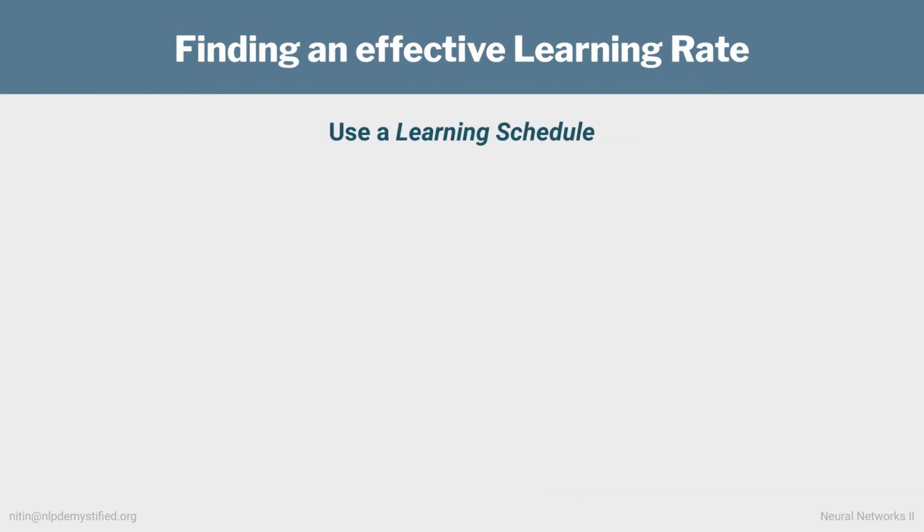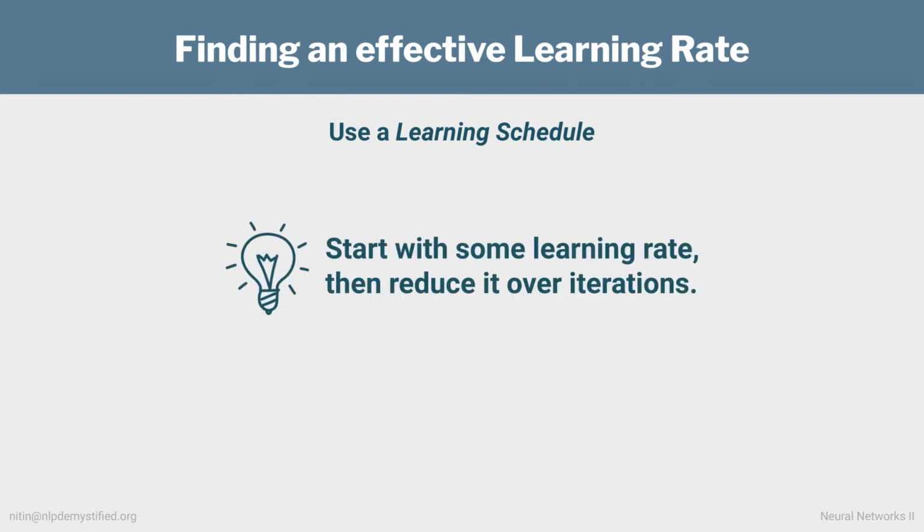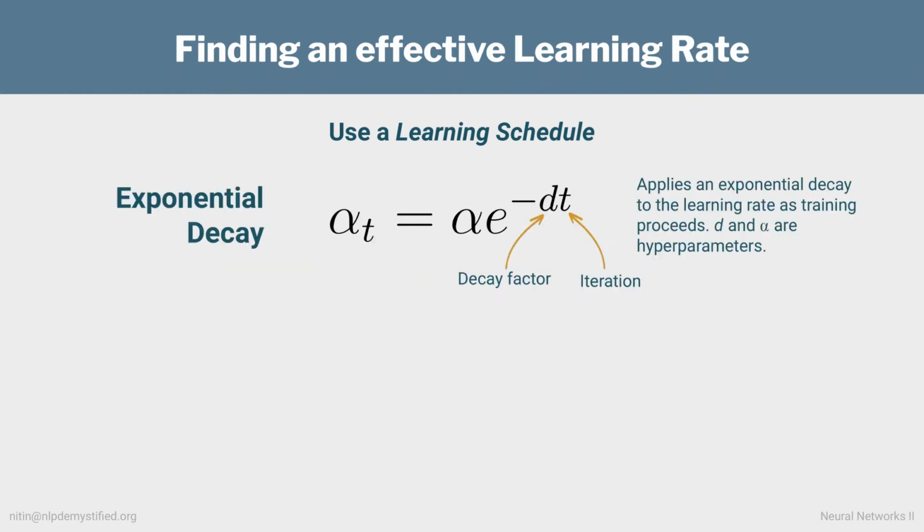An alternative to using a fixed learning rate is to use a learning schedule, where we start with some learning rate and then reduce it over iterations. The idea is to move towards the minimum loss fast at the beginning, and then slow down to reduce the chances of missing or bouncing around the minimum. One approach is exponential decay, where an exponential decay function is applied to the learning rate at each iteration. Here, d is the decay factor, which is some hyperparameter, and t is the iteration. Alpha continues to also be a hyperparameter.